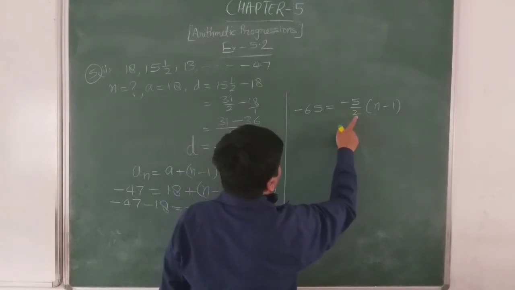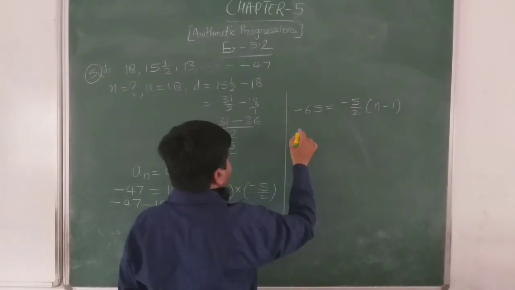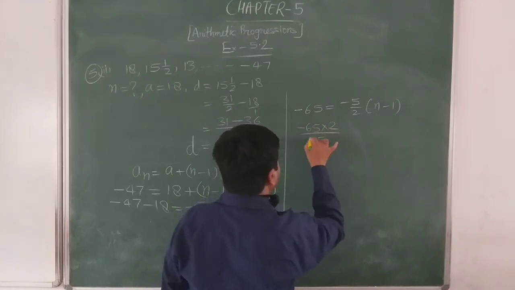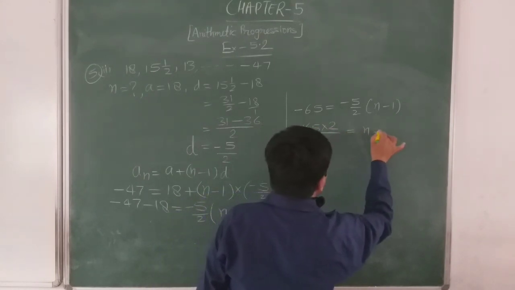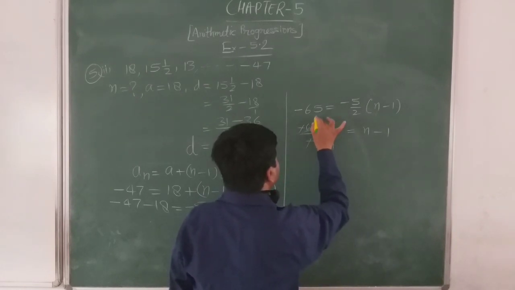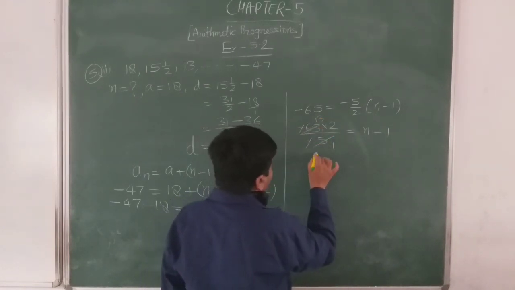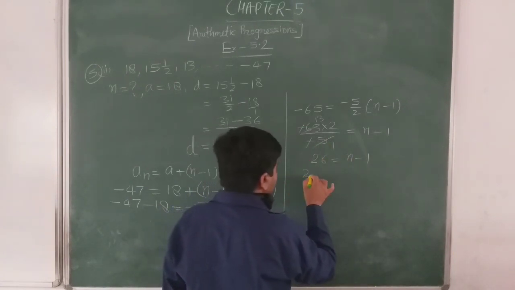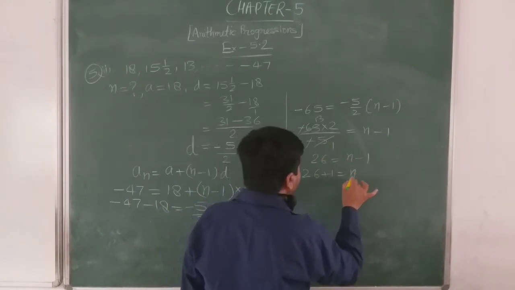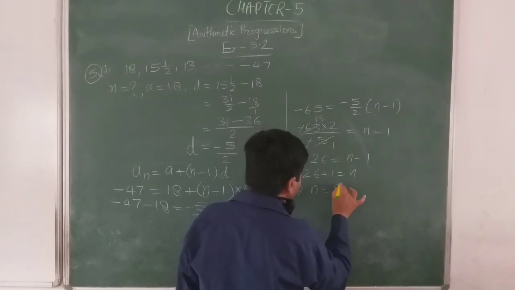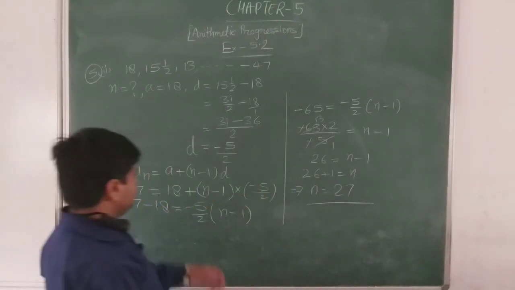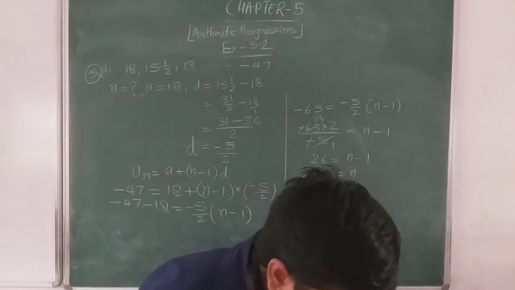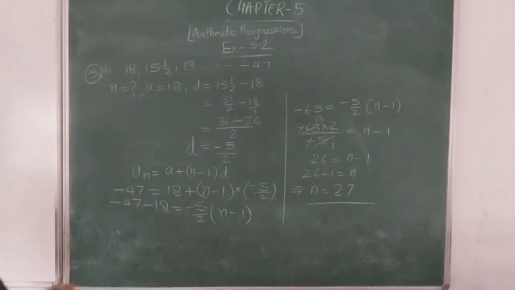5 by 2 here, 2 goes to multiply and 5 goes to divide, so -65 into 2 upon -5, minus minus cancelled, equals to n minus 1. 5 se divide kar dijiye, 13 times 5 is 65, 13 times 2 is 26 equal to n minus 1. This one goes to add, so 26 plus 1 equal to n, that means we get n equals to 27th term. Ye sabse difficult tha, isme calculation thodi zyada thi, remaining parts are easy. Now we move to next question, that is question 6.